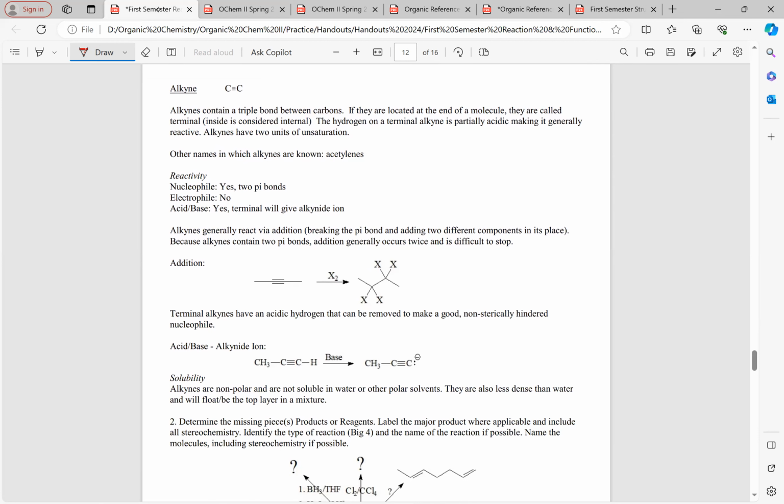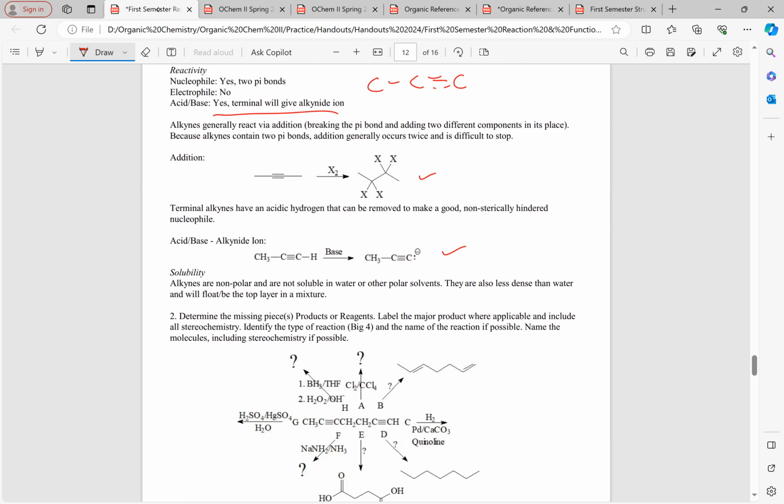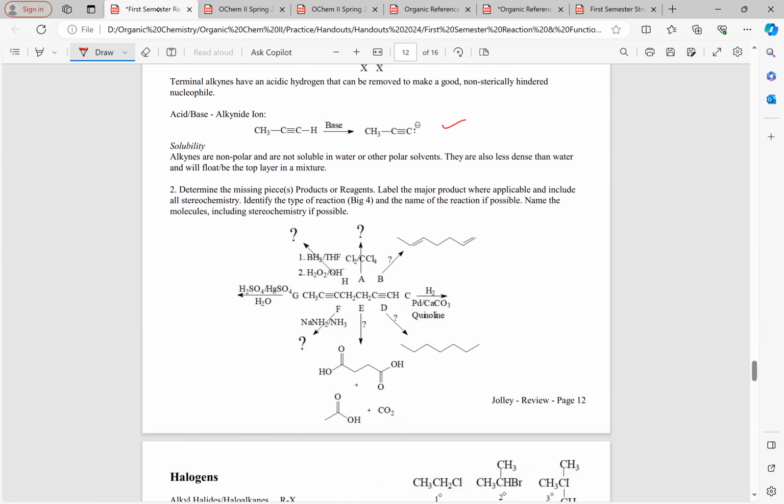And last but not least, the alkynes that we saw. Hey, are they reactive? Yes, because they contain two pi bonds. Electrophile? No, because there's really nothing to lose. And yes, watch out for acid base if there is a terminal. And so these are the reactions that I just did on the other page. Solubility, again, they're nonpolar, so they don't like water, and they're also light, so they float.